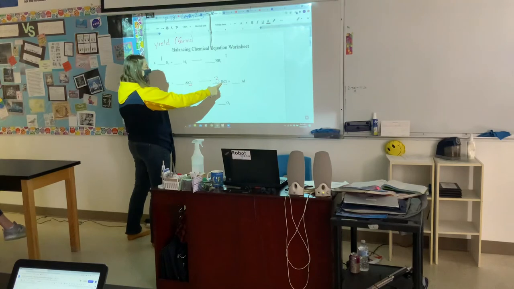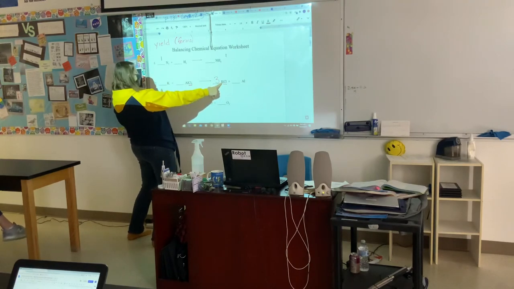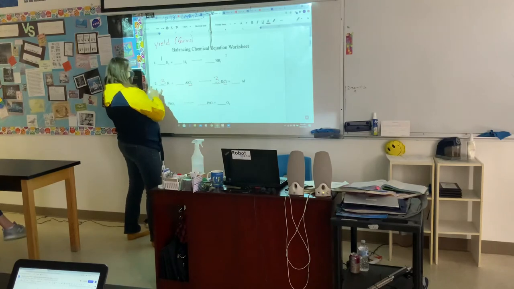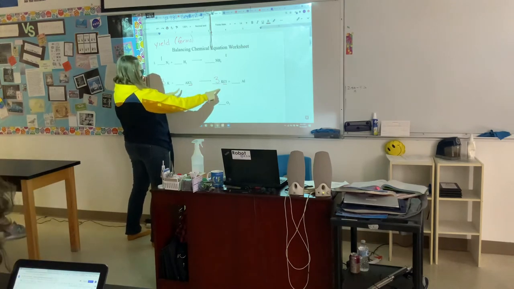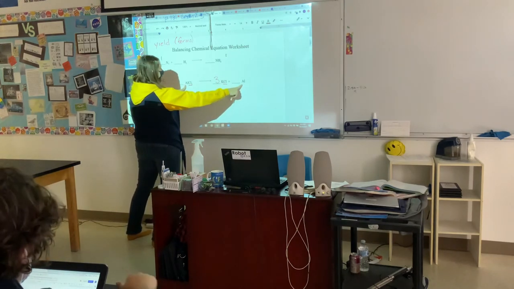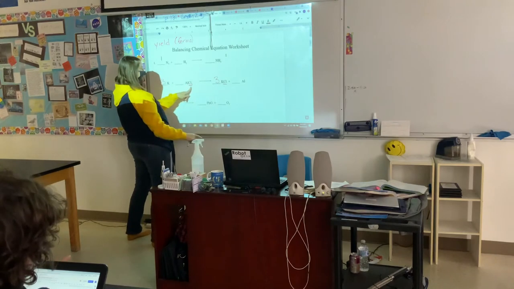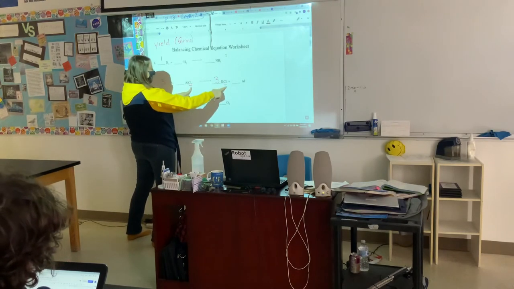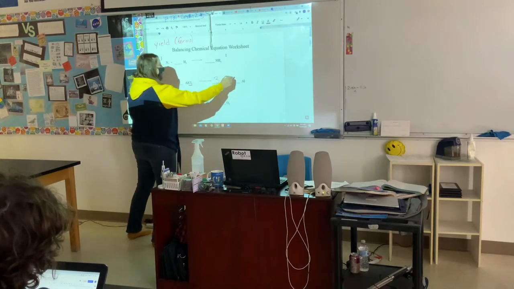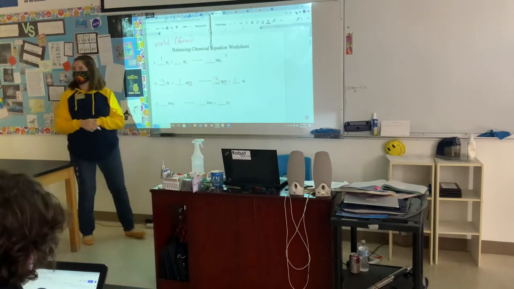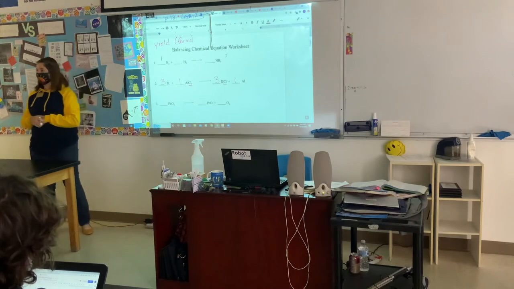So what do I need to do here? Do the same thing to the other side. If I have 3Ks, 3Ks. I have AL, AL, 1. I have CL3, 3 CLs. You see how this starts to come together suddenly?